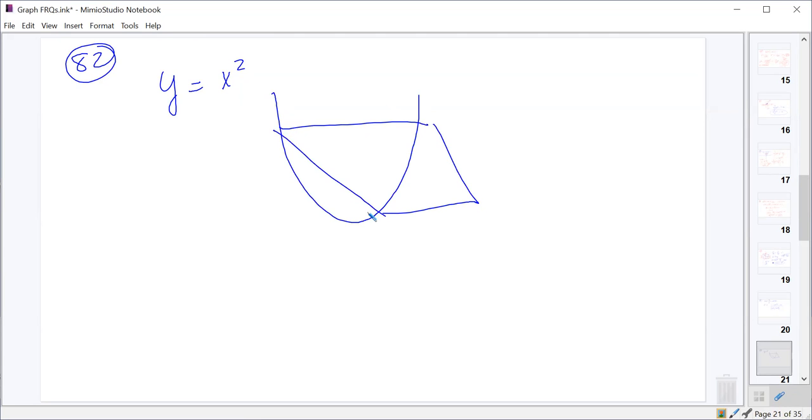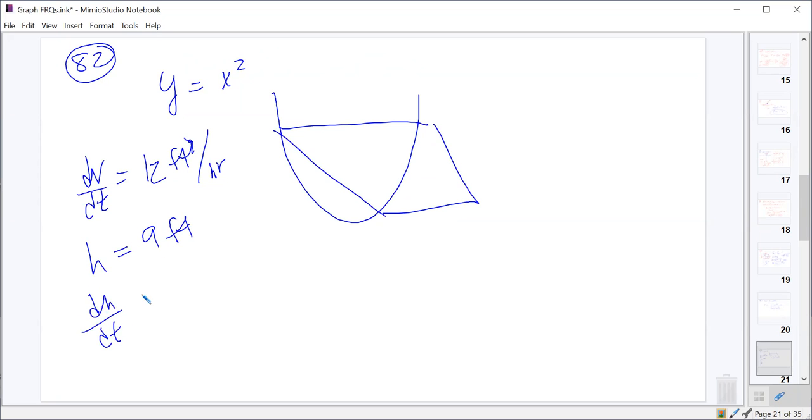And we have syrup that is pouring in. This is a large container, and I don't know why we need this much maple syrup. Syrup is pouring in at a rate dV/dt of 12 feet cubed per hour. We want to know how fast, in feet per hour, the syrup level is rising when the height is 9 feet. So we're looking for dh/dt when h equals 9.